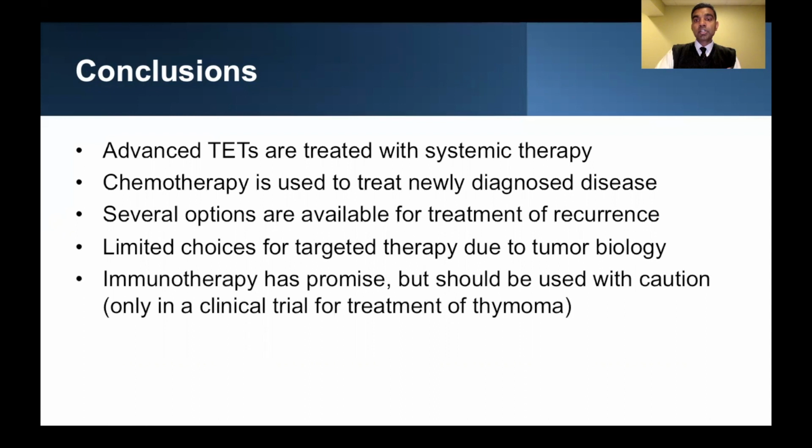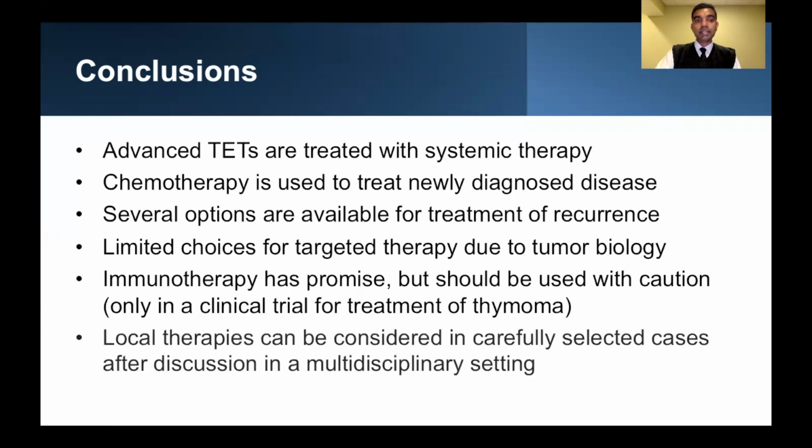Because the choices for targeted therapy are limited due to underlying tumor biology, and immunotherapy, although it has a lot of promise, should be used with caution, and it may not be a good idea to use it in patients who have underlying autoimmunity. So there are limitations with immunotherapy. And as I said before, all of us, I think, would advocate for use of immunotherapy only in the context of a clinical trial for thymomas. And personally, I feel that way for thymic carcinomas as well when given a choice.